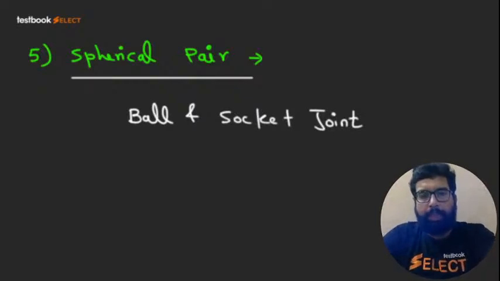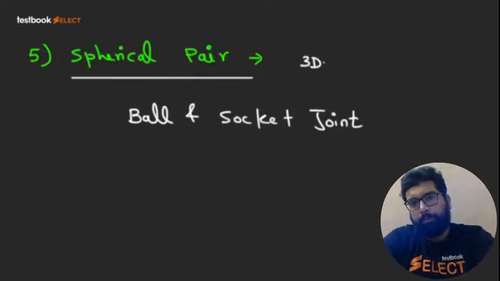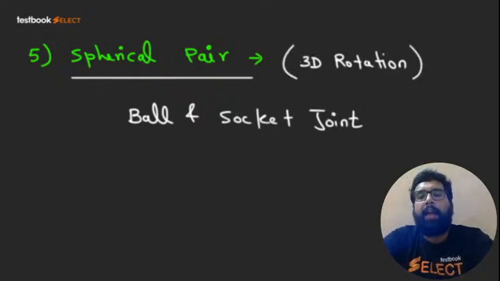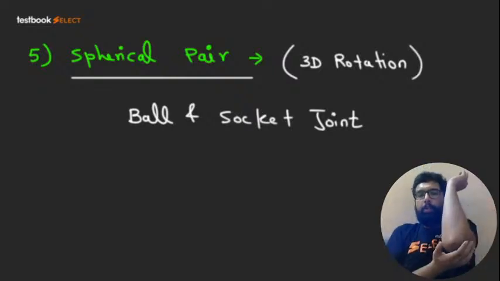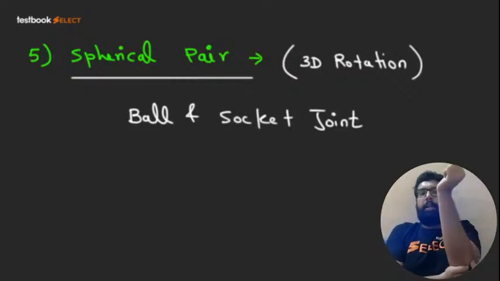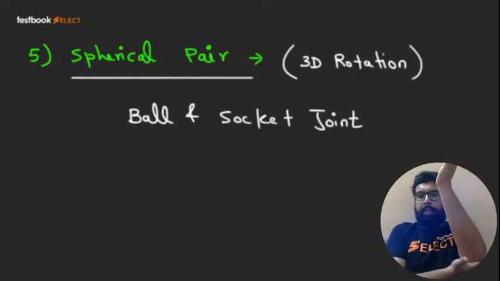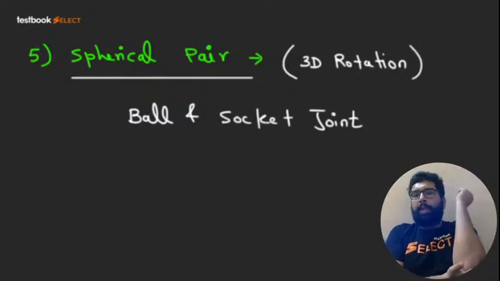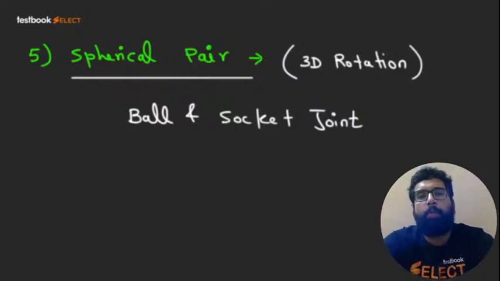So spherical pair means that if a link can do 3D rotation with respect to the other link, it is what we call a spherical pair. God has given us the spherical pair in our body. This is a ball and socket joint. You see the motion of my hand. Getting my point?